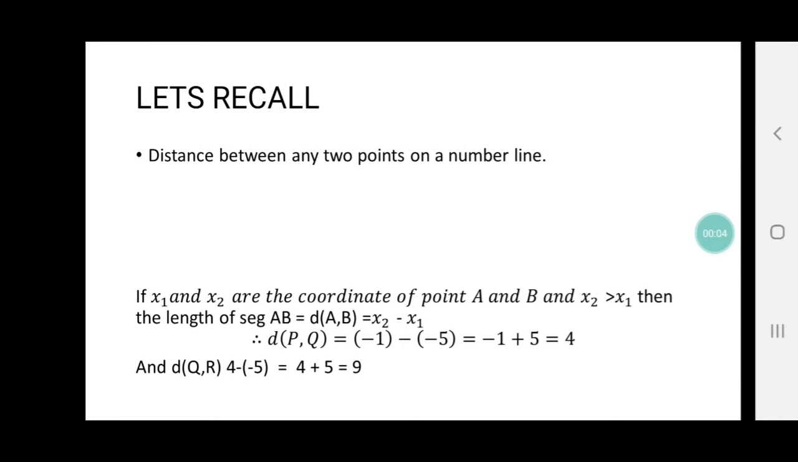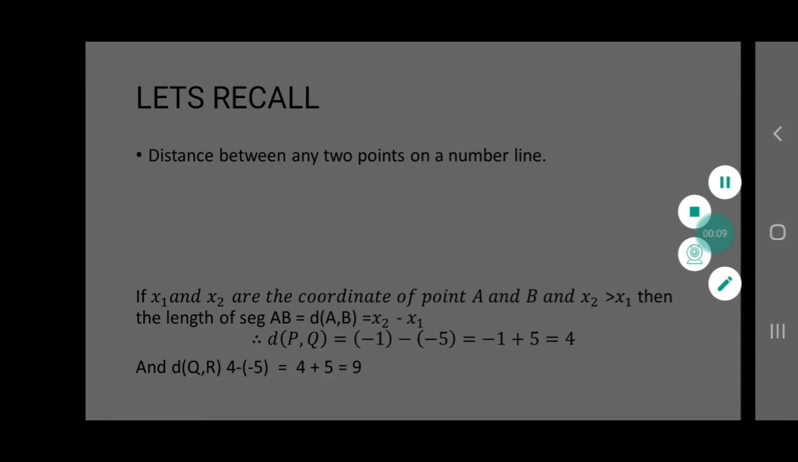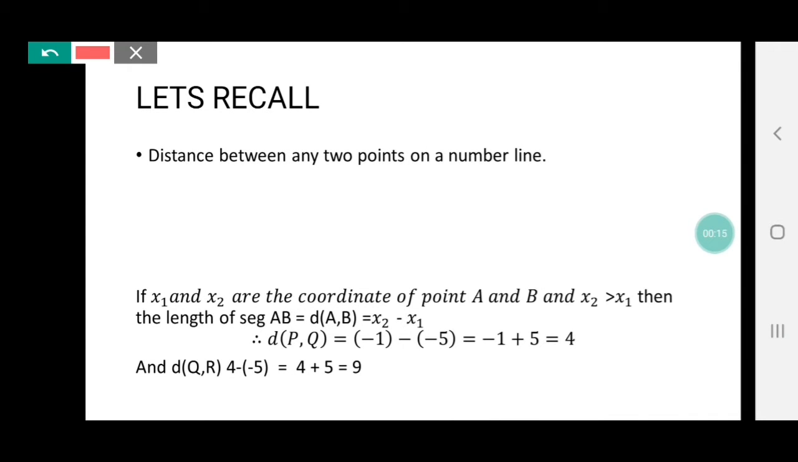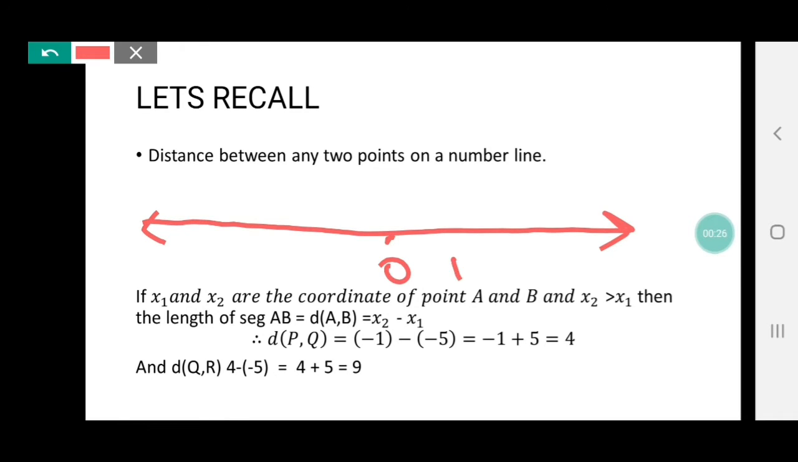Now here, the distance between any two points on the number line, right? We have been given the two points over here. We know how to find the distance between any two points on the number line. Now the coordinates of points P, Q and R are given to us, and the number line is given to us. Here it is 0, 1, 2, 3 and 4. Here it is -1, -2, -3, -4 and -5. Okay. This is point Q. This is point P and this is point R.